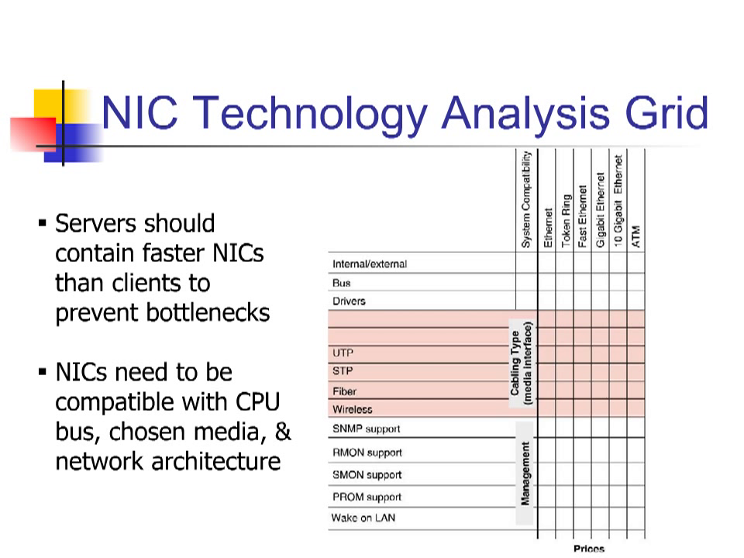A couple of points over here on the left. Servers should contain faster NICs than the clients do, to prevent bottlenecks. And NICs need to be compatible with the CPU bus. So that means, in modern day, we're talking about, is it 32-bit or 64-bit? The chosen media has to be compatible with the NIC.